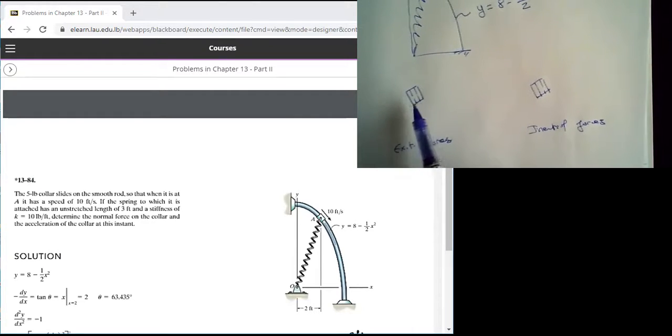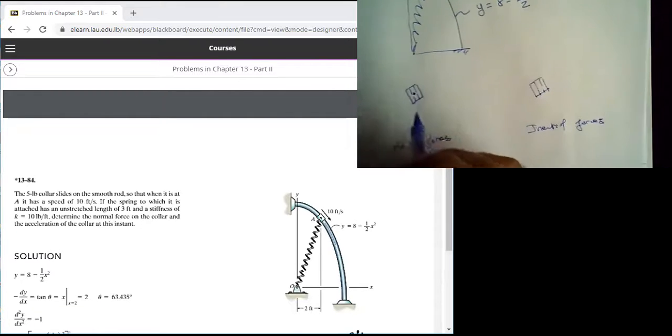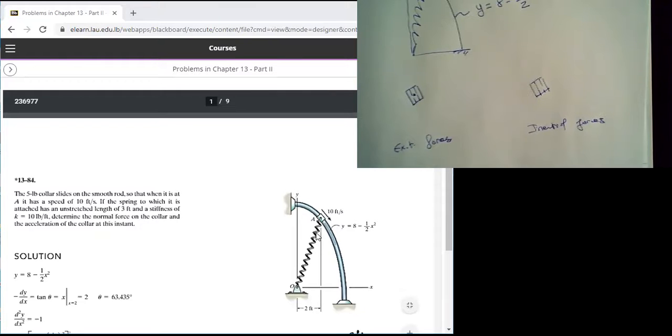Okay, what are the external forces that we have to put here? Force in the direction of V. Wait. Force in the direction of V. Why? Usually, the force which is in the opposite direction of V is a friction force, right? But here it said it's a smooth rod, right? Keyword is smooth, so no friction. So what are the forces that are applied on the collar?